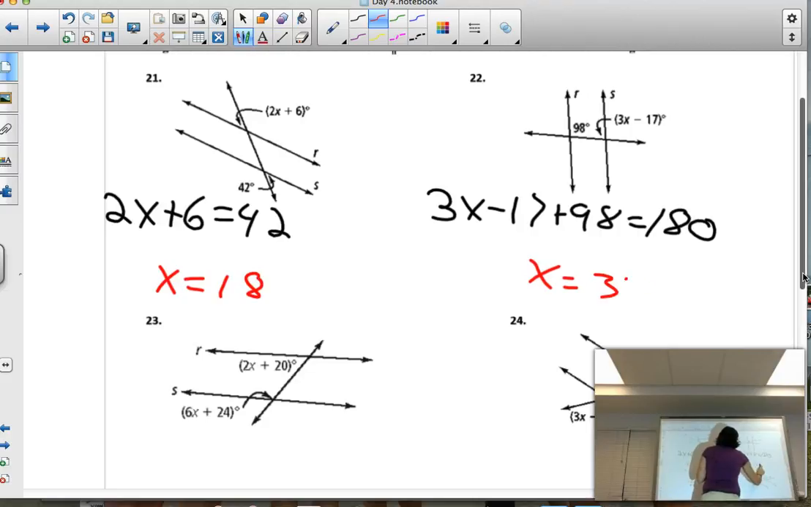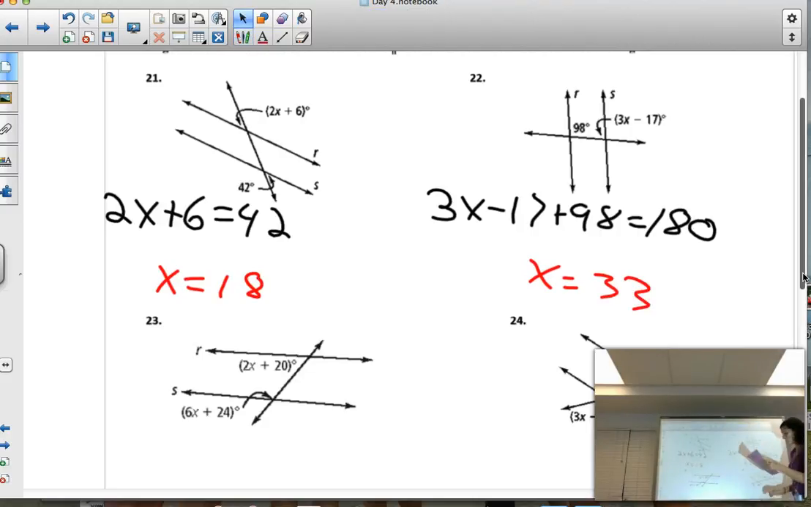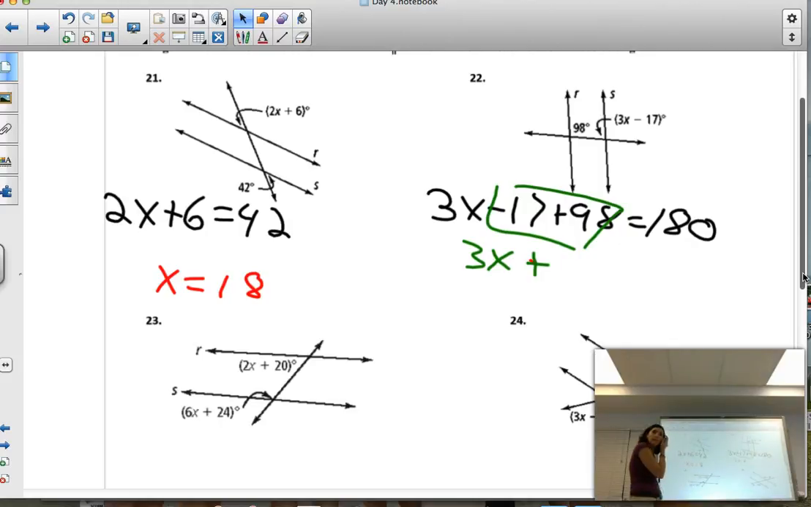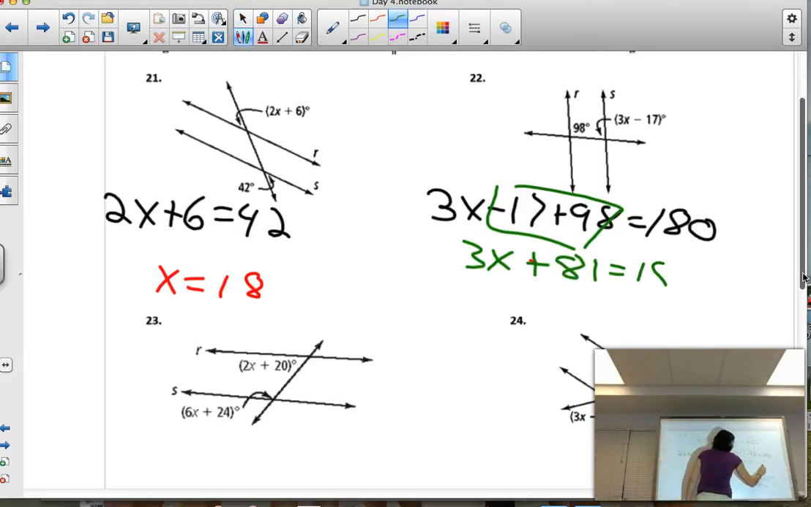X equals 33. How's it 33? That's right. Combine like terms. 3x minus 17 plus 98 is 81, equals 180. You should be able to do the rest. Yes, you always look at the sign in front of the number.